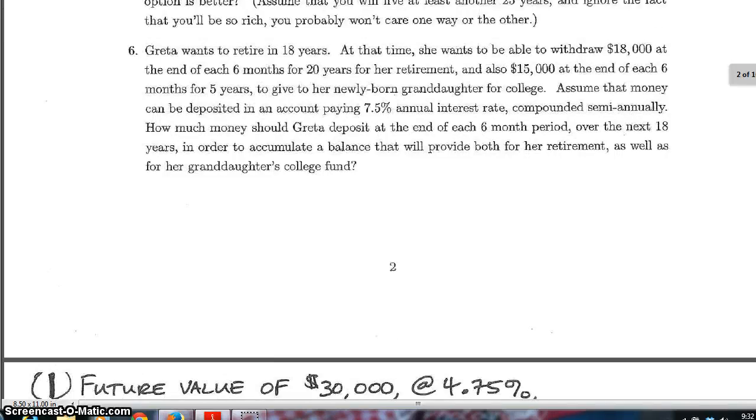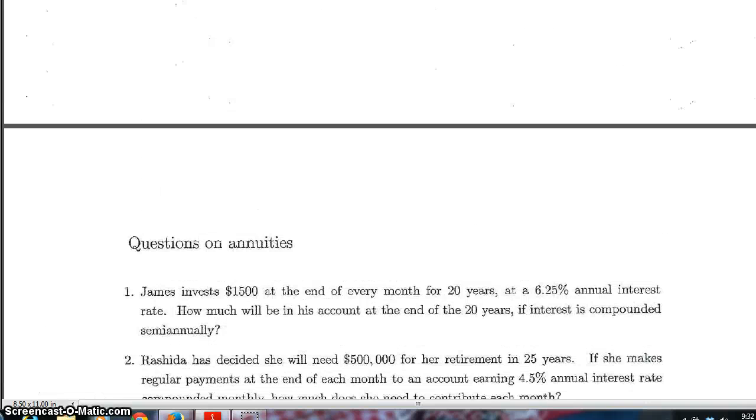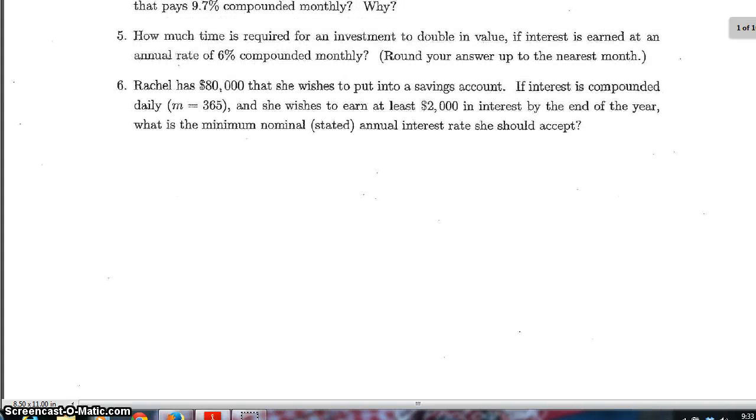Okay, number 6, last one. Rachel has $80,000 she wishes to put in a savings account. If interest is compounded daily, which for all practical purposes you can treat as continuous, but let's say daily, she wishes to earn at least $2,000 in interest by the end of the year. What's the minimum nominal stated annual interest rate she should accept?